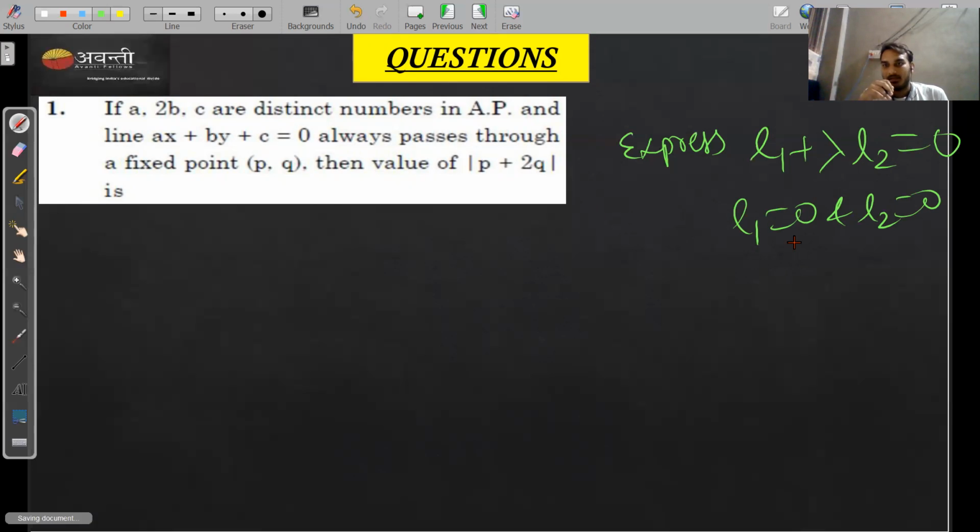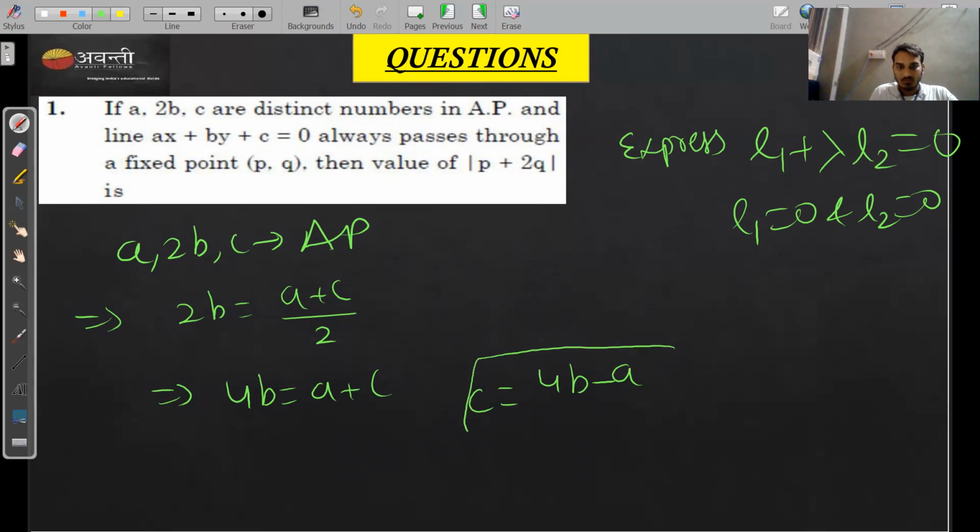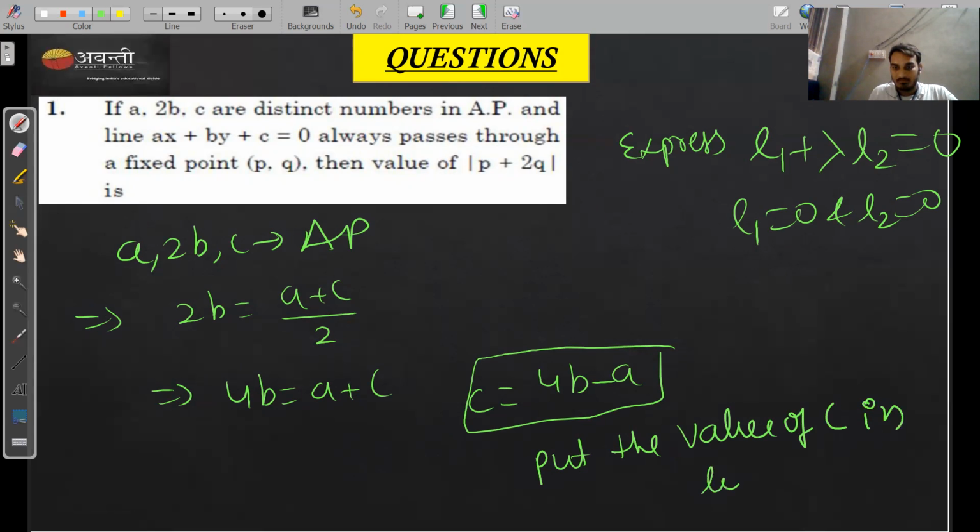And how will we get the lambda? For that we need some equation, and the equation is given. Which is the equation? A, 2B, C are in AP, right? It implies 2B is nothing but A plus C by 2. It implies 4B is equal to A plus C, right? So what is the value of C? C is 4B minus A. Yes or no? Now put the value of C in the line. So what do you get?